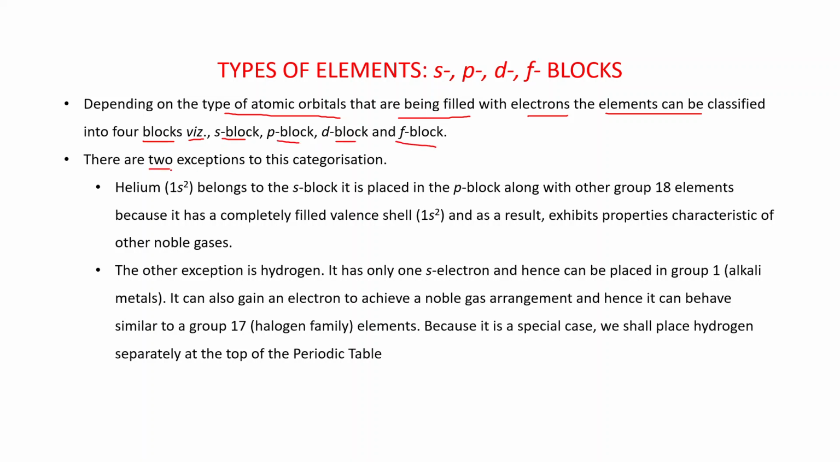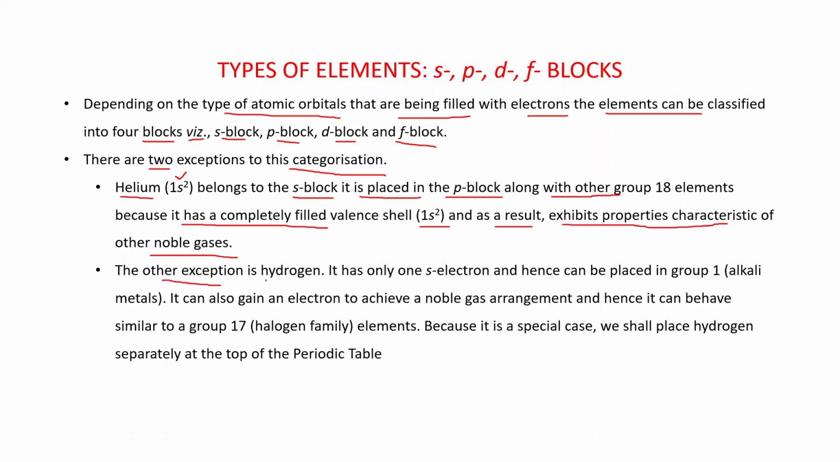There are 2 exceptions to this categorization. First one is helium. Electronic configuration is 1s2. It belongs to the S block because the last electron enters the S subshell. But it is placed in the P block along with other group 18 elements. Why is this placed with the group 18 elements? Because it has a completely filled valency shell and as a result exhibits properties characteristic of other noble gases.